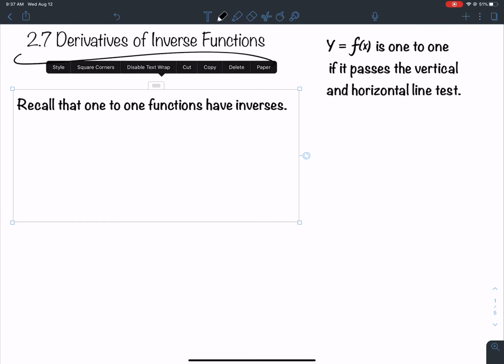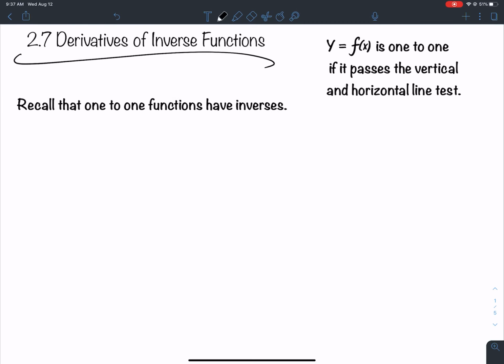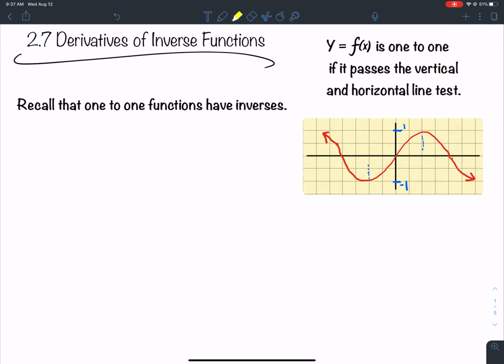And so y equals f of x is one-to-one. What is one-to-one? Well, if it passes the vertical line test and the horizontal line test. If we can pass both those tests, then the function is a one-to-one function. So say we have this curve here. So this curve is sine of x.